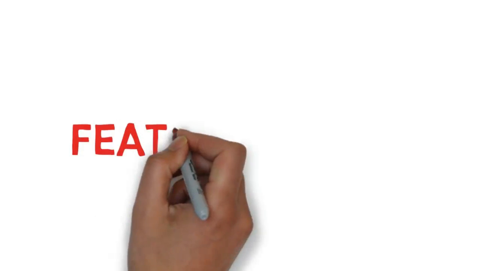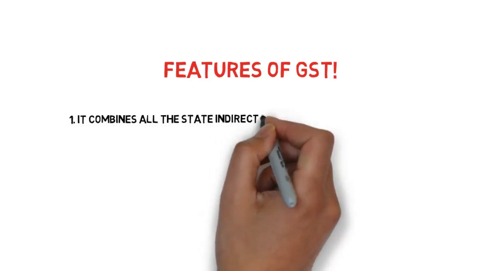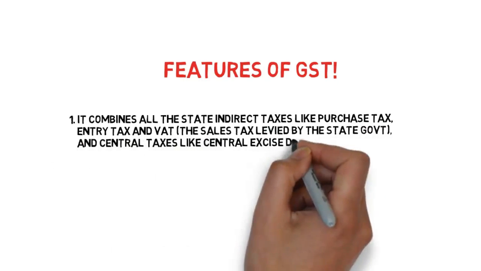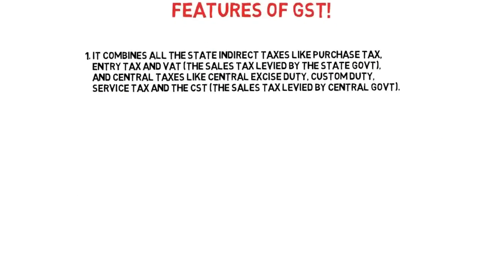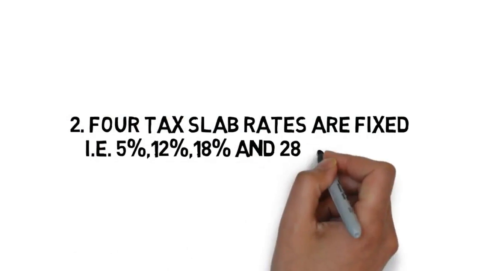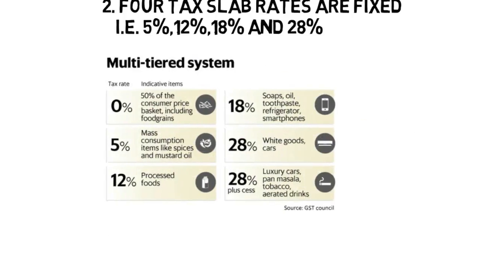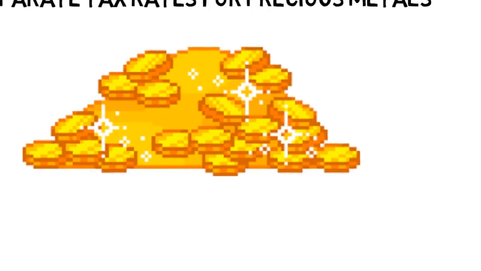Now let's quickly switch to features of GST. Number 1. It combines all the state indirect taxes like purchase tax, entry tax and VAT, and central taxes like central excise duty, custom duty, services tax, etc. Number 2. 4 tax slab rates are fixed, that is 5%, 12%, 18% and 28%. Number 3. Separate tax rate for precious metals like gold.